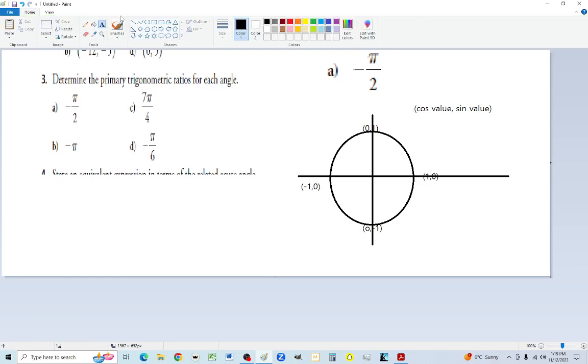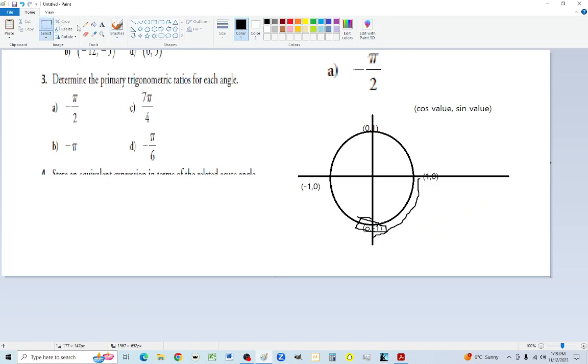This one, because it has a minus, is going in this direction. And because pi over 2 equates to 90 degrees, you should learn that very quickly. Pi over 2 is 90 degrees, pi is 180, 3 pi over 2 is 270, and 2 pi is 360. It means we're going all the way to 90 degrees here, and this tells me instantly my cos and sine values.